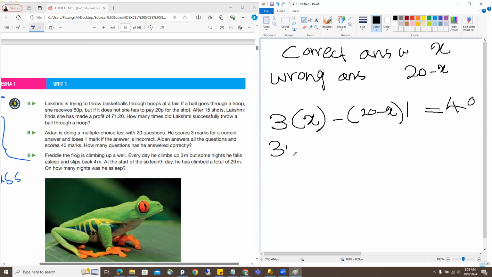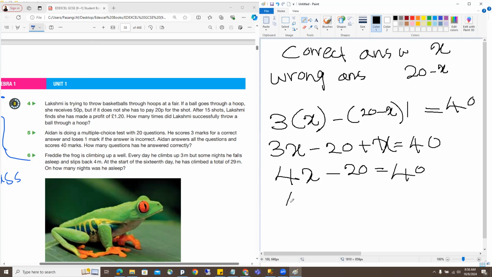That means 3x minus 20 plus x is equal to 40. Here we have x, then 3x plus x is 4x. Yes, the answer is correct. 4x minus 20 is equal to 40. That means 4x is equal to 60. x is equal to 15.